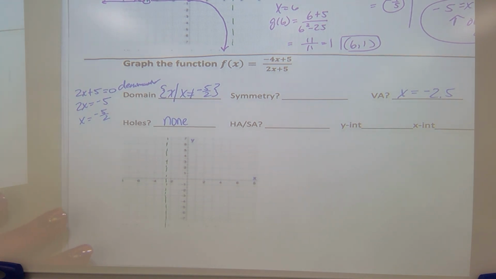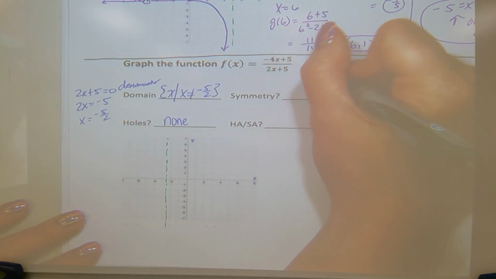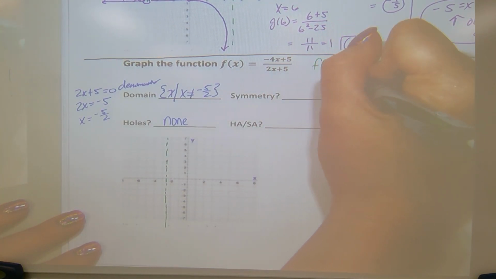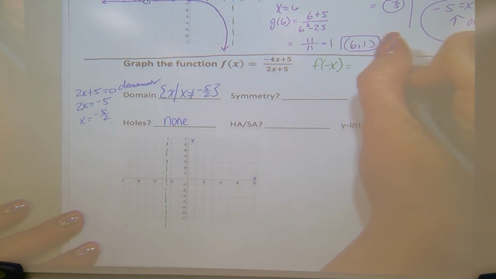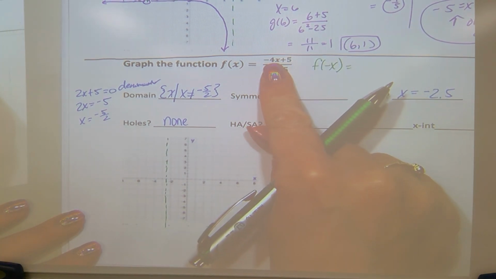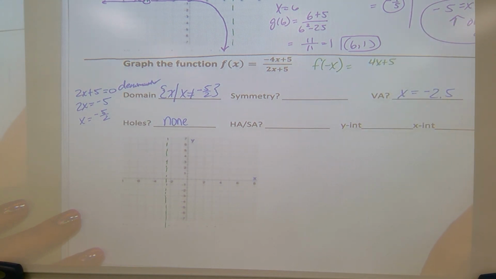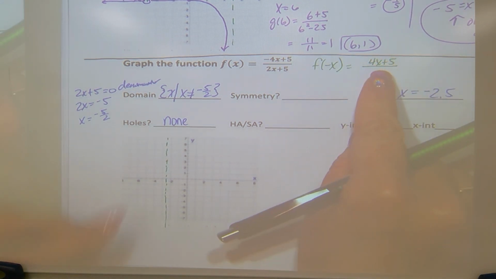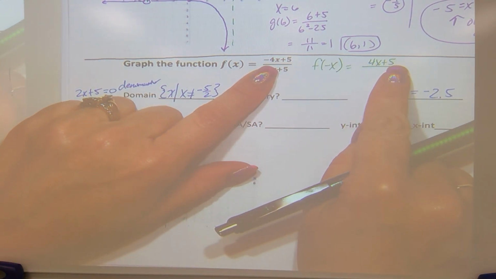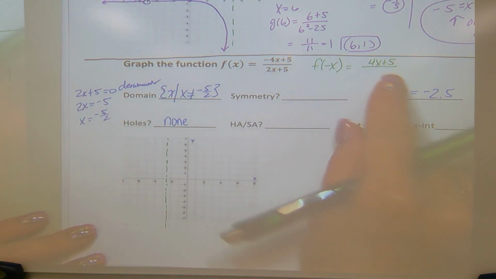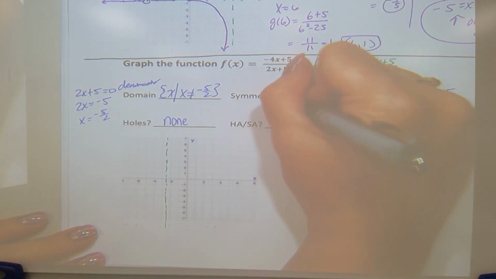Symmetry. Let's check out symmetry to see if our function has any symmetry. Let's think about f of negative x. If I plug in f of negative x, that gives me negative 4 times negative x is a positive 4x plus 5. And I've got trouble right there. Since one term changed sign in my numerator and the other term didn't, I don't have any symmetry. I can stop right there. It's not predictable.